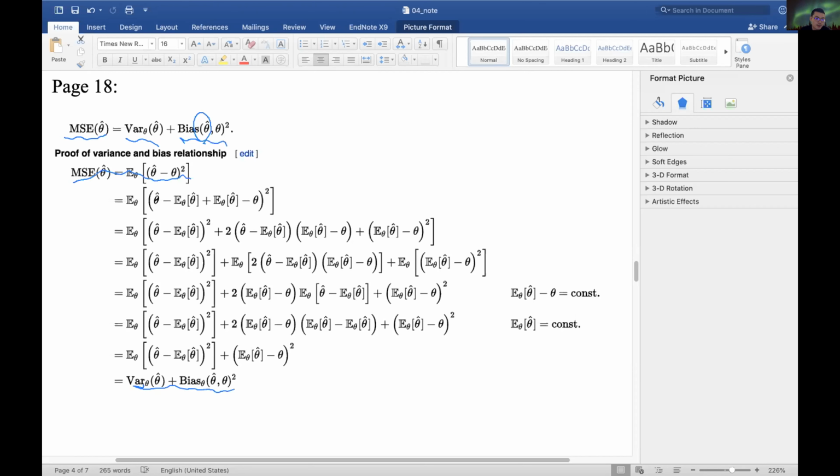The first thing you want to do is minus something and plus back something, so they are still equal. What we do is we construct this term, the expected theta hat, and add it back. Why are we doing this? If we do this, then we will get two terms basically.